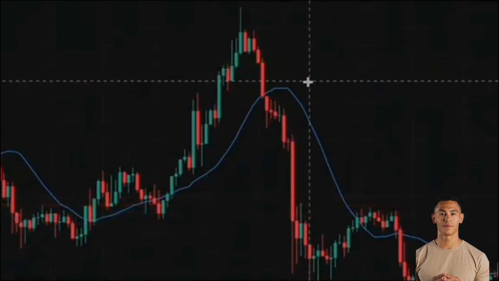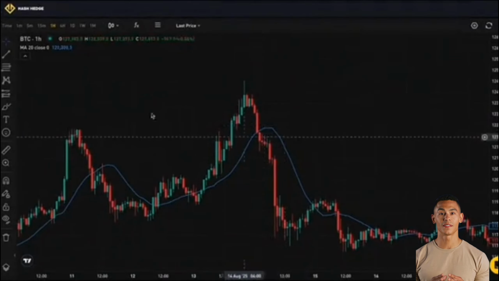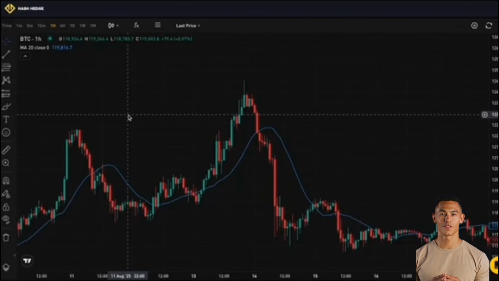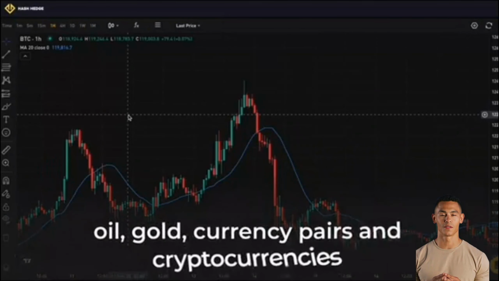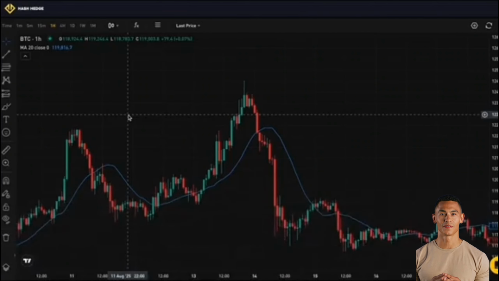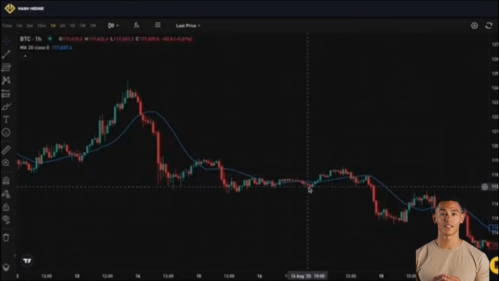Moving averages work well on different charts, on different time frames, because they work from candlestick values. That is, they will work equally well for 10 minutes, 1 hour, or 1 day. And also, this strategy works well for any assets, but it is much better to choose assets that move more often in a trend, such as oil, gold, currency pairs, and including cryptocurrencies. And avoid it when the chart is flat, because like any trending strategy, it will perform poorly in flat conditions.